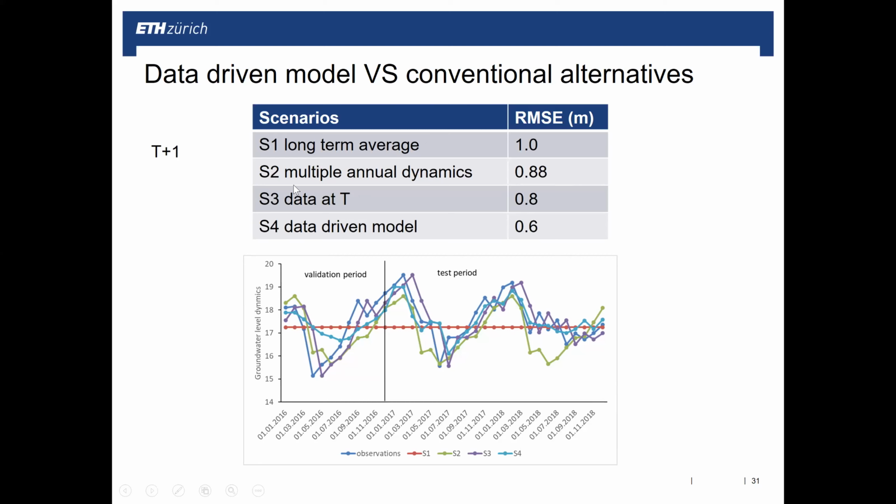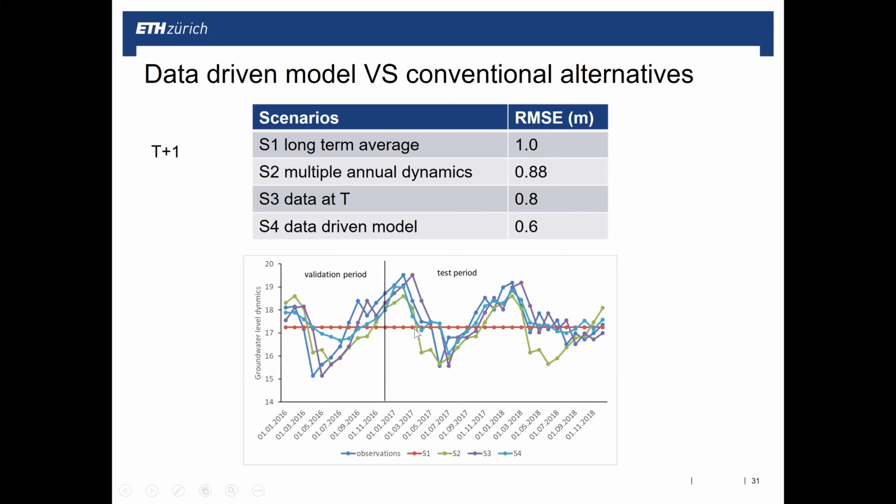That means if we want to forecast the groundwater level at t+1, we simply take the data we collected at this time, at time t. And this is the last scenario: the ensemble mean of this data-driven model. And here I show the root mean squared errors. You can see that the data-driven model provides the result with the least error.